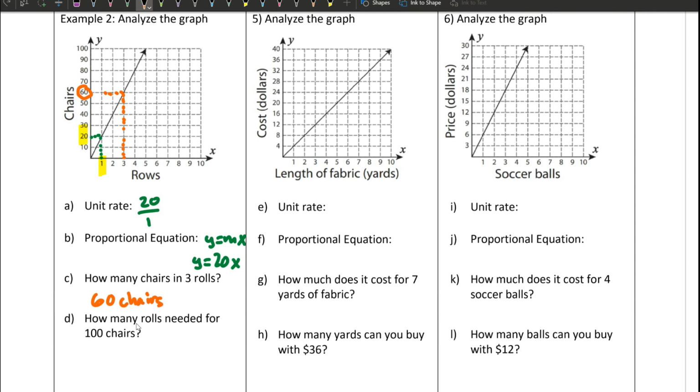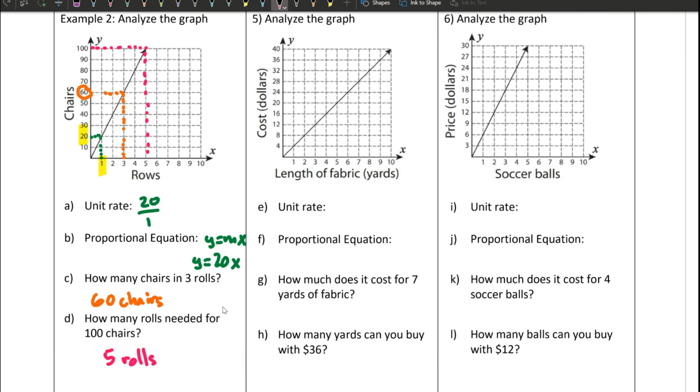How many rows are needed for 100 chairs? So you go back to the graph. Here's the 100 chairs, and that will take about 5 rows. 5 rows to fit 100 chairs. Okay, so that's it for example 2.